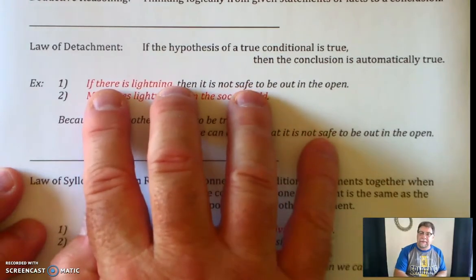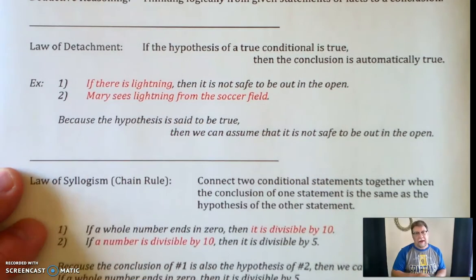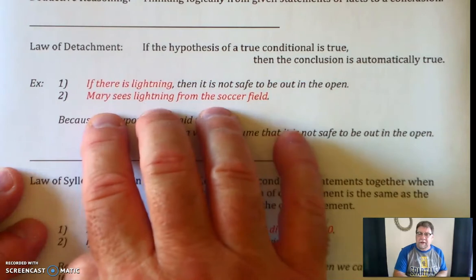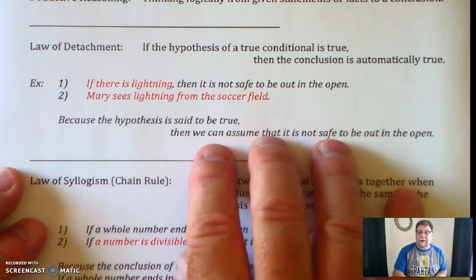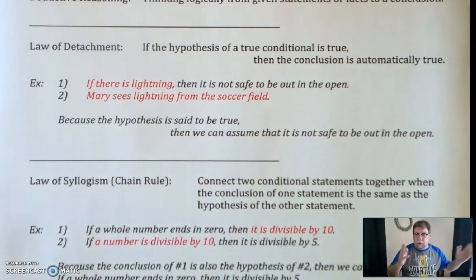Again, you've got an if-then statement, and then a second statement that makes the hypothesis a true statement, then the conclusion would be true. So, if there's lightning, then it's not safe to be out in the open is true, and Mary saw lightning in the soccer field, well then it's not safe to be out. Just like in the statement we had earlier, if it is sunny, then I'll ride my bike. Okay, if you saw George riding his bike, what can you assume? You can't assume anything because we didn't say anything about the weather, and the if-then statement would be, if it's sunny, then I can ride my bike. You have to make the initial statement the true statement.